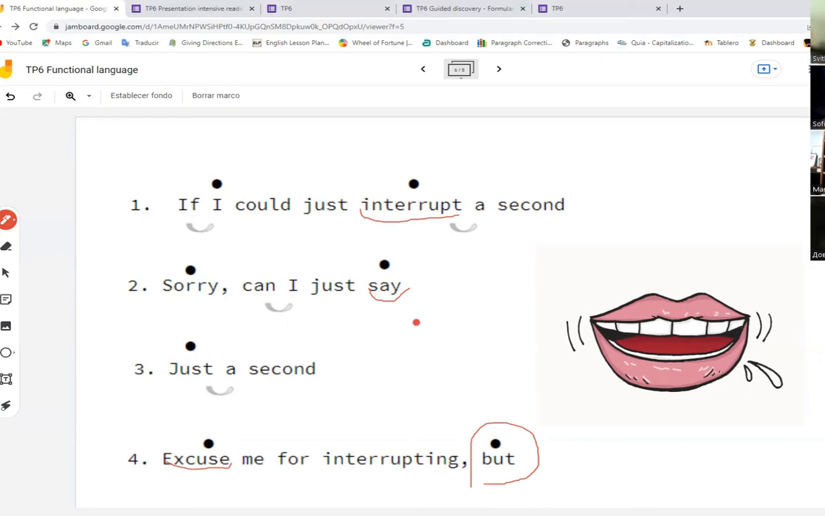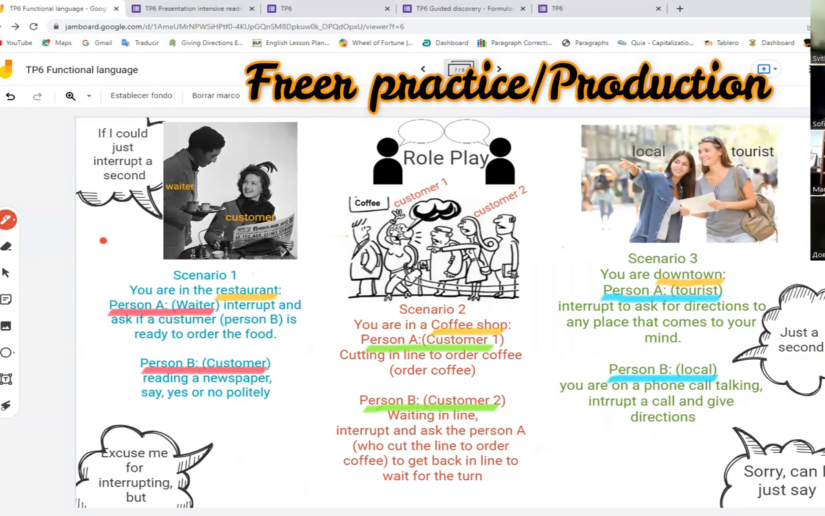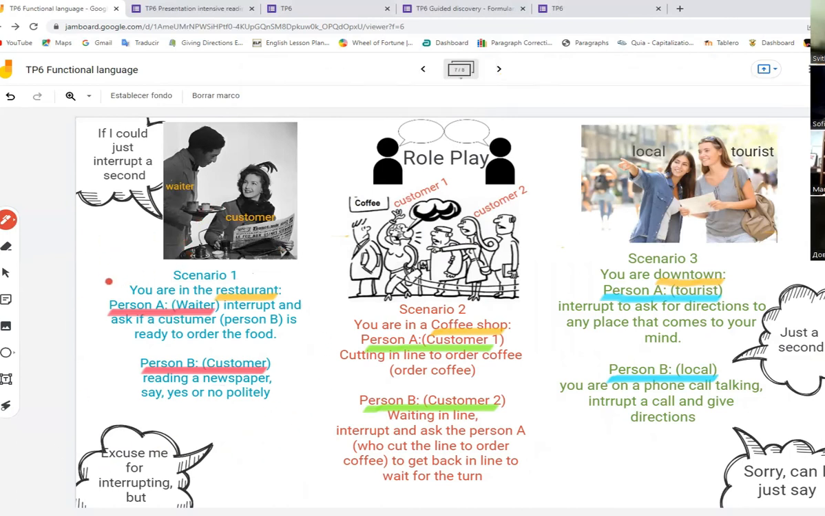Okay, so we have approximately 10 minutes, and I would like you now to practice phrases using interrupting. You have the list in the Google form, so you can use these phrases to interrupt each other. So let's look at the screen. All right, so we have 3 role plays, but I would like you to try to do the first one first. Okay, so where do you think it is happening?